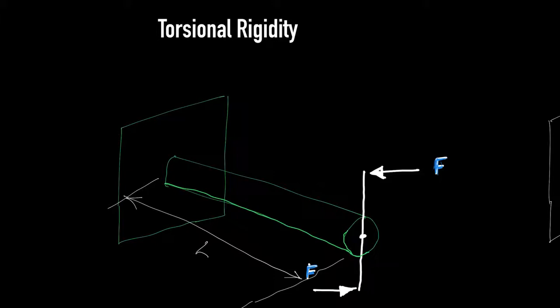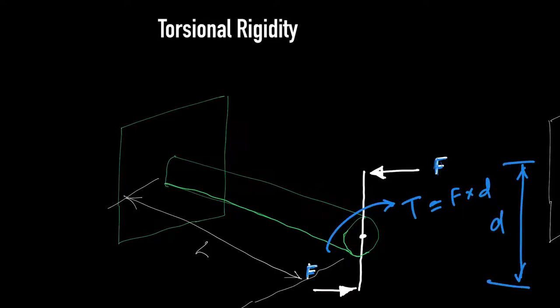I could have simply drawn something like this. Let's say you are applying a torque like this, which will be force times the distance between these two forces. I could have done that, but I wanted to give you a more realistic view of torsional loading.